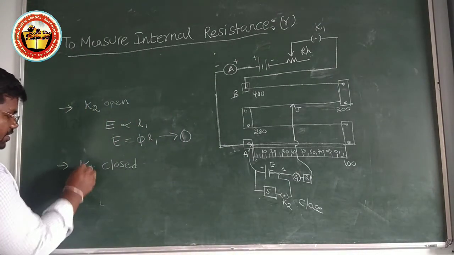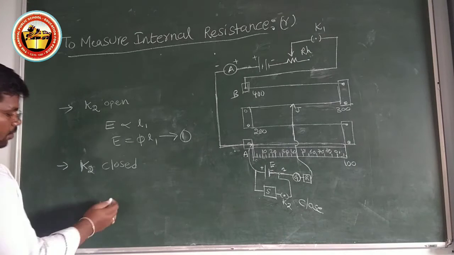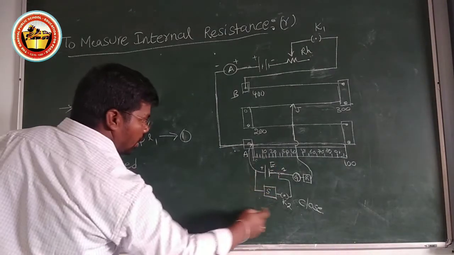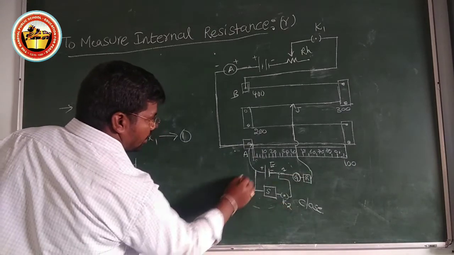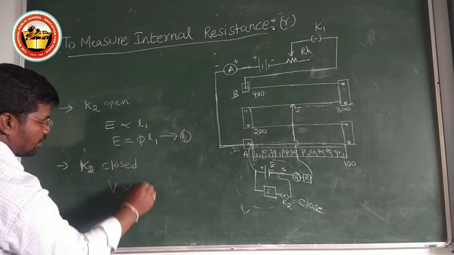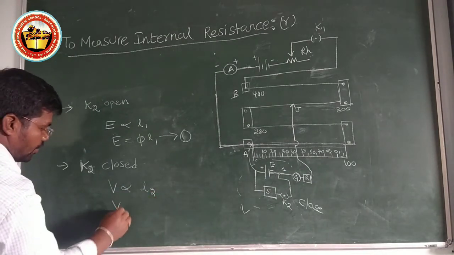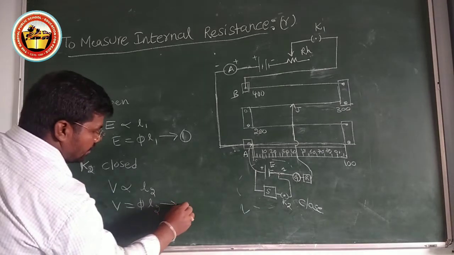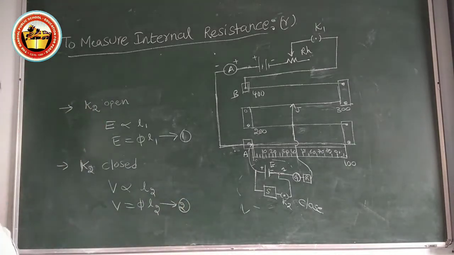So what is the condition? K2 is closed, so we take the terminal voltage V. V is directly proportional to L2, and V is equal to 5 L2. This is equation 2.